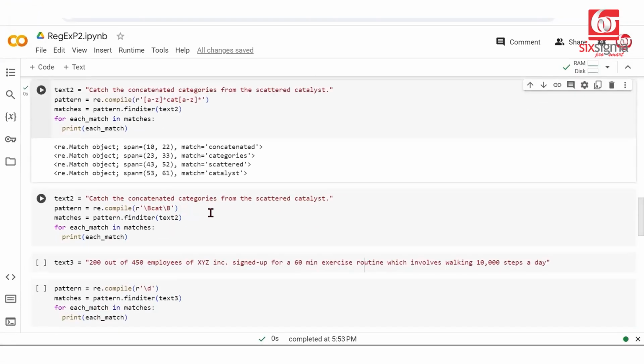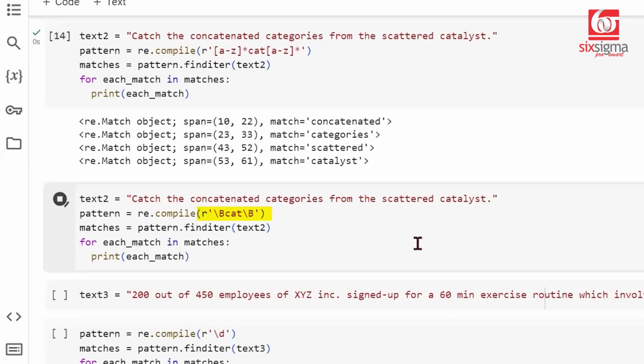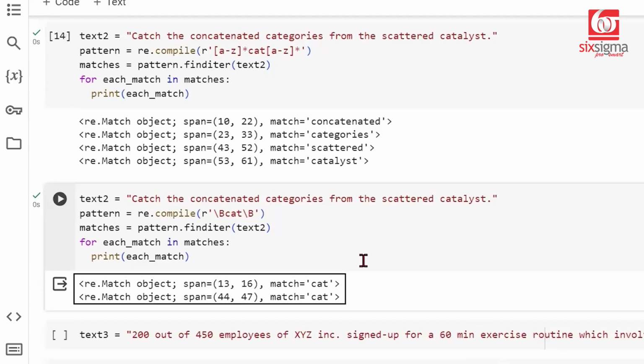Now let's look at the \B, which essentially represents something that's not a word boundary. Would this give us a similar output to what we saw earlier? Let's run this. No, it's giving us a slightly different output. Why? Because out of these 4 words, categories began with the word boundary, and catalyst also began with the word boundary. You can look at the index values to understand where this pattern cat appears.